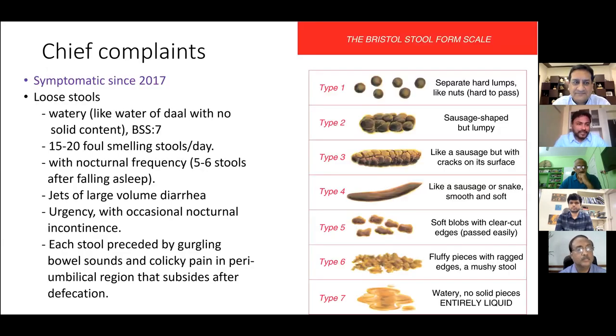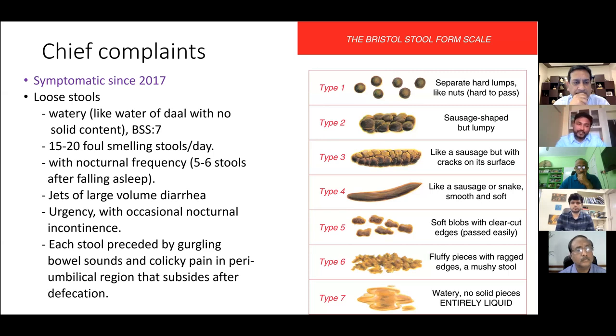Coming to the chief complaints, his symptoms date back to 2017 when he started having loose stools. He describes them as watery, like the water of dal with no solid content in it. That's Bristol stool chart type 7. He passes 15 to 20 such foul-smelling stools every day, and he has significant nocturnal frequency. That means he has to pass 5 to 6 stools after falling asleep, and that hampers his sleep as well.